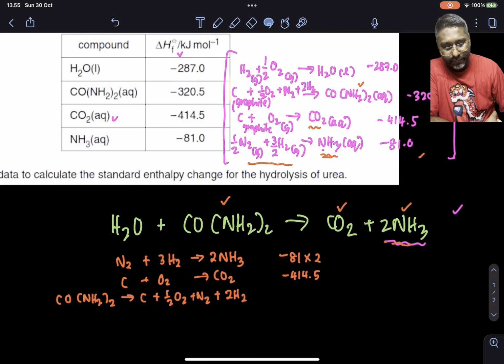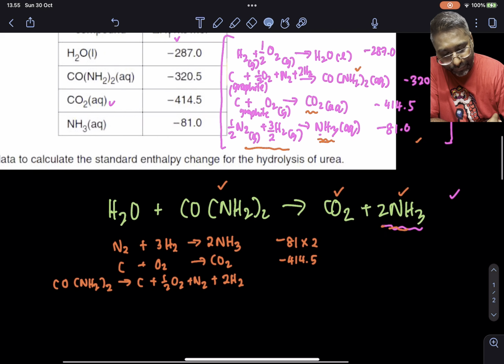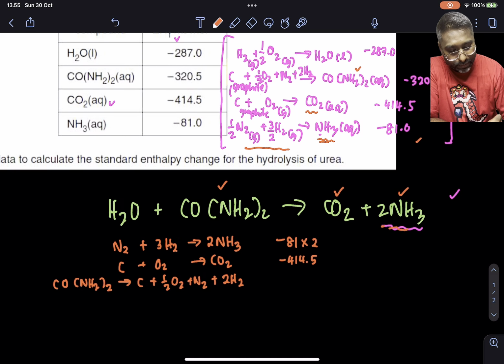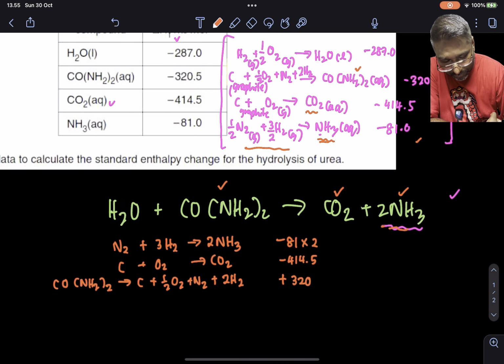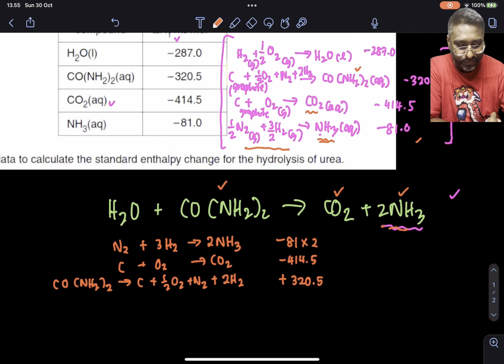I put this, and then the value is going to be, because I changed the position, important to remember, previously it was negative, so now because we changed the position, we are flipping the equation, therefore it will become positive 320.5. From negative become positive. Very important.